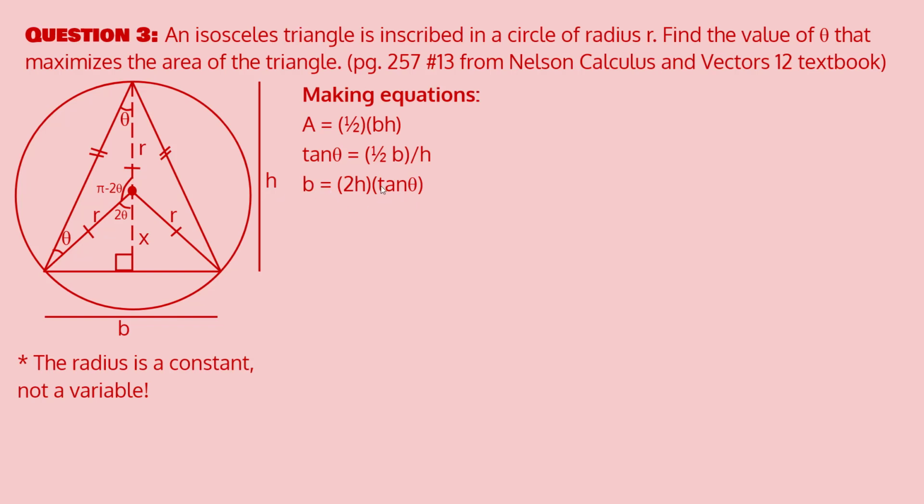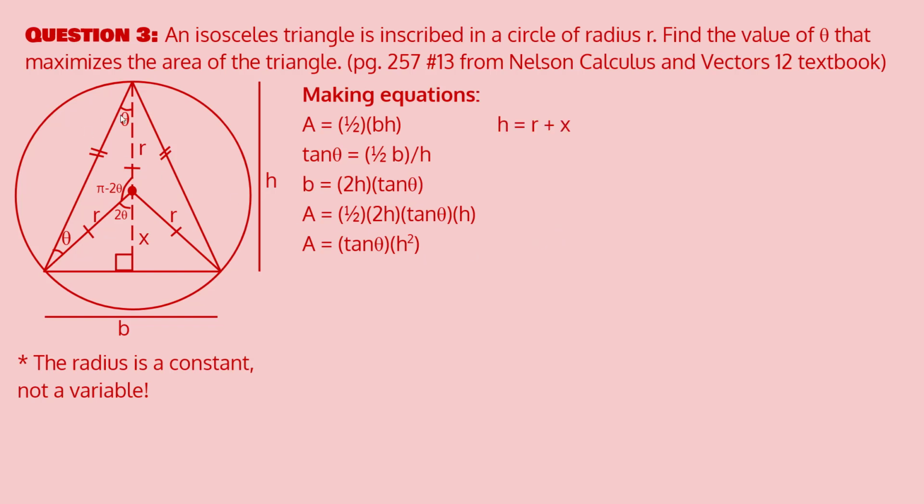So I can sub that into the area equation, and if I simplify this a little bit, we get area equals tan theta times h squared. So this is good. Now we have it in terms of theta, but we also want to get the height in terms of angle theta, because we don't want the height in this equation.